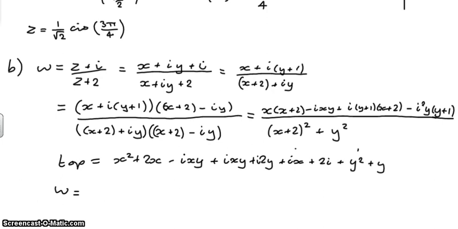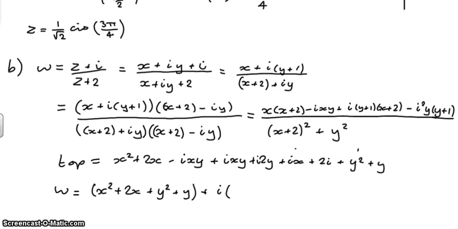So therefore we can say that w is equal to, now let us separate this into real and imaginary parts. The real parts, they're x squared plus 2x plus y squared plus y, which conveniently is what we need if you look at the question.